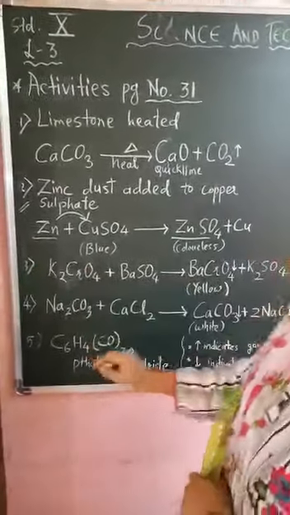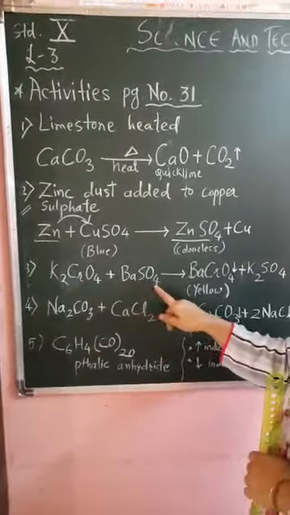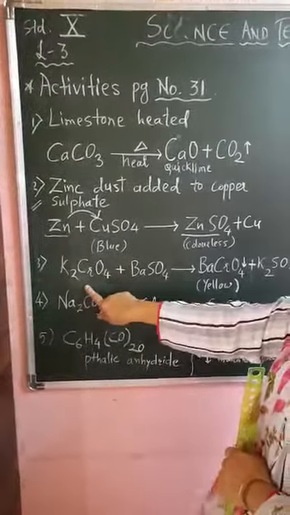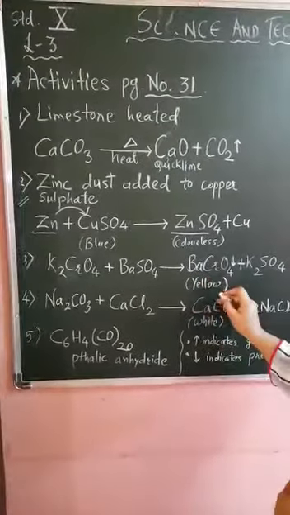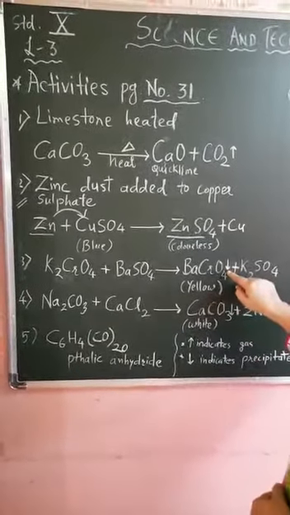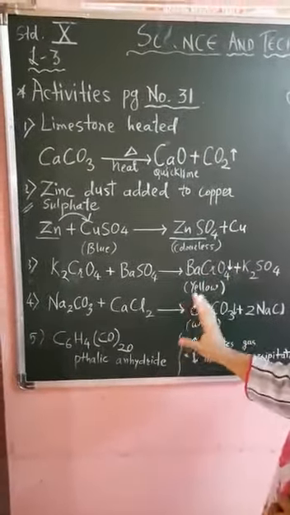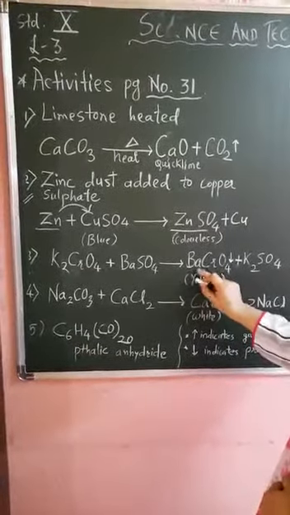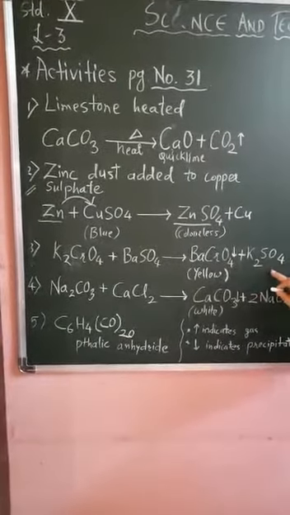Then the third reaction, when potassium chromate solution is added to barium sulfate. These two we have written the reaction for that, potassium chromate and barium sulfate. When we add it, we get a precipitate, and the color of the precipitate is yellow. Here this downward arrow indicates that it is a precipitate. Precipitate is an insoluble substance in that solution, so we call it the precipitate, and we get yellow precipitate of barium chromate along with potassium sulfate. So these are the products of this reaction.